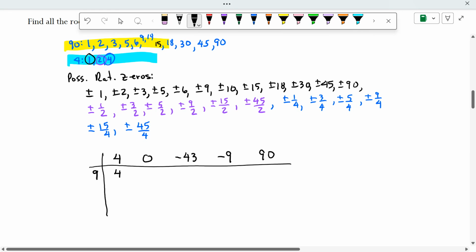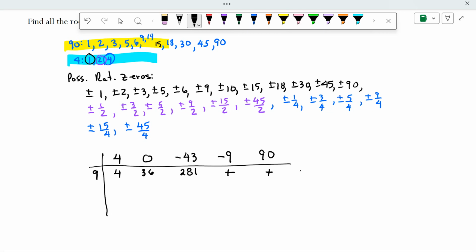So I'm going to bring down 4. 9 times 4 is 36. 36 plus 0 is 36. 9 times 36 is 324, plus a negative 43 gets me 281. 9 times 281 is going to be a significantly larger positive number than negative 9, and then a really big positive times 9 plus 90 is going to be a really big positive. And what I see here is that I have an upper bound.